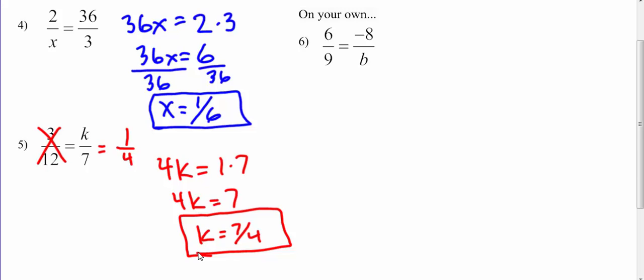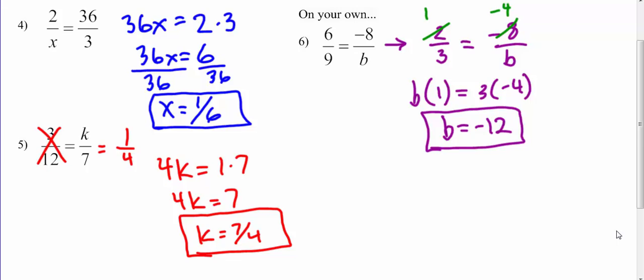Again, pause the video. Do number 6 on your own and compare your answer to mine. You can see my work now on number 6. The solution there is negative 12. Let me talk to you about what I did. I did a little more simplification this time than I have in the others. First of all, I said, well, 6/9, that's the same as 2/3, so I'm going to change that right now.